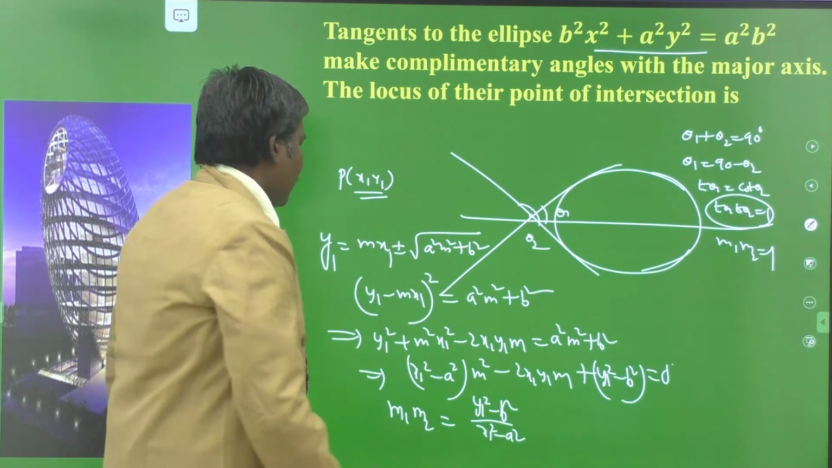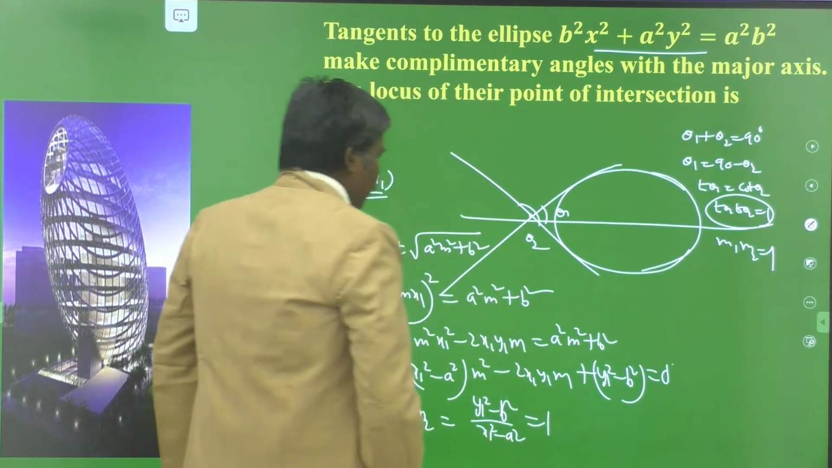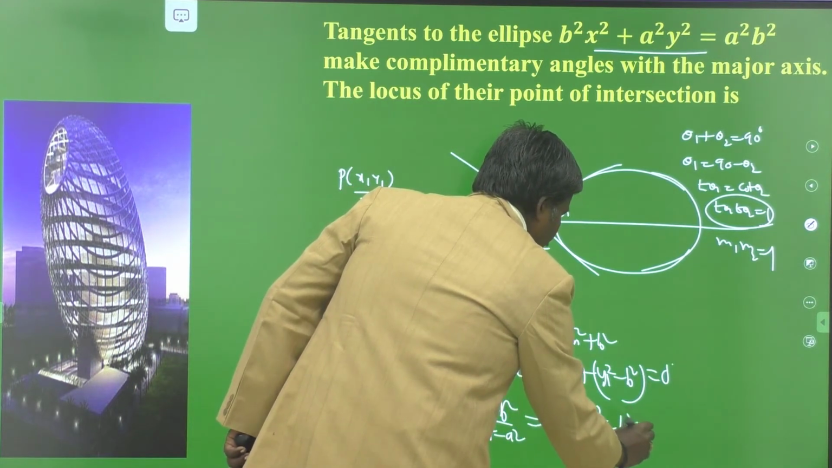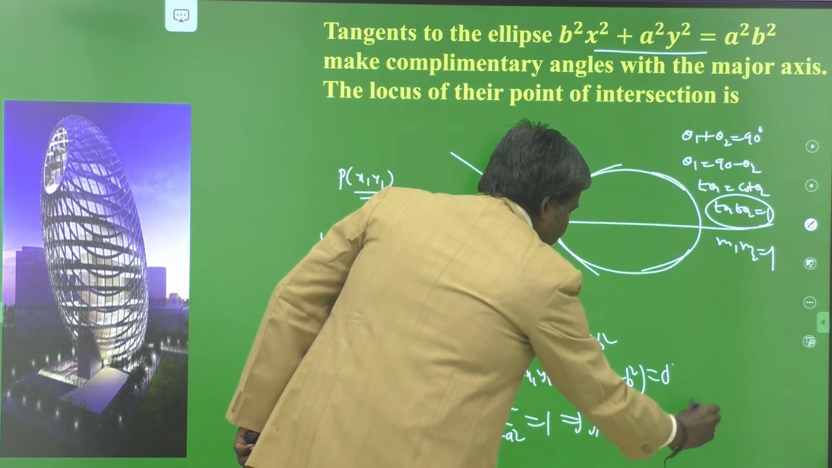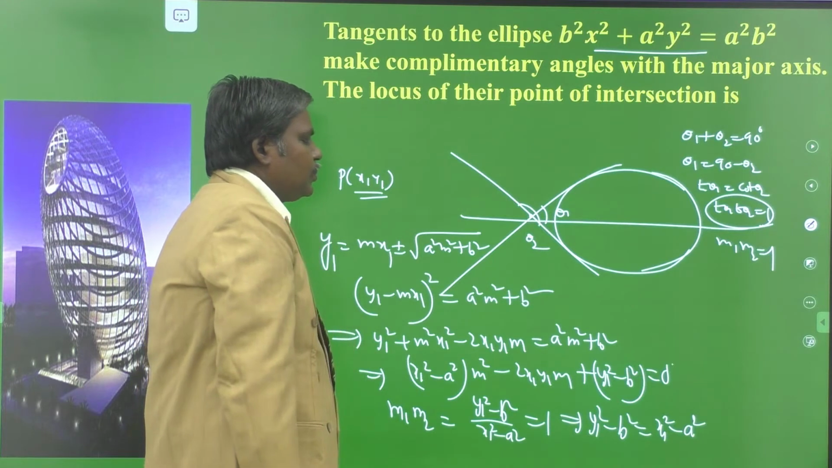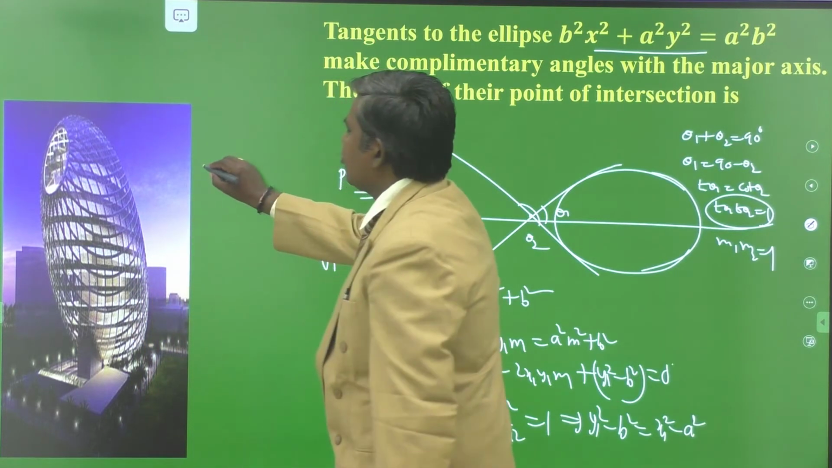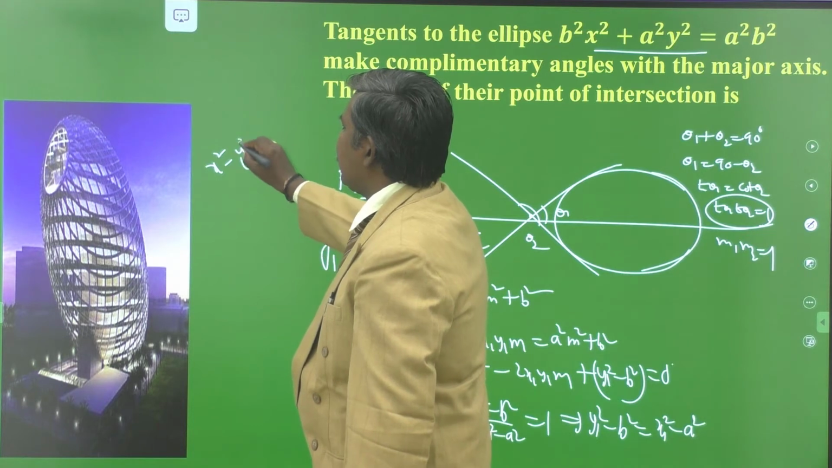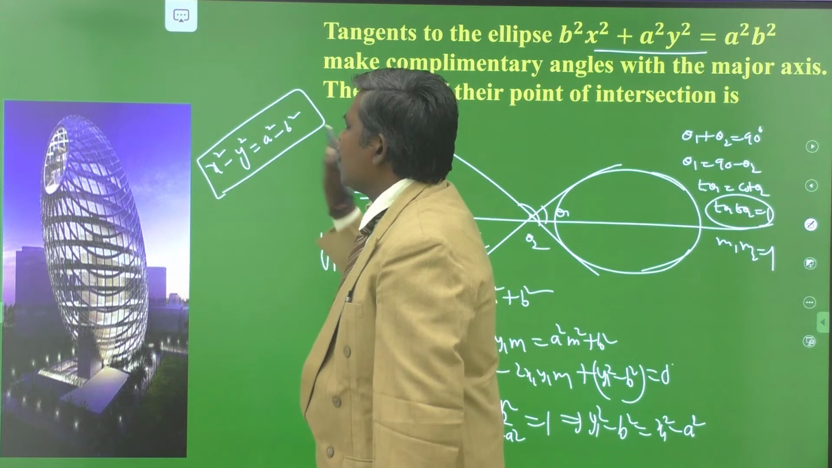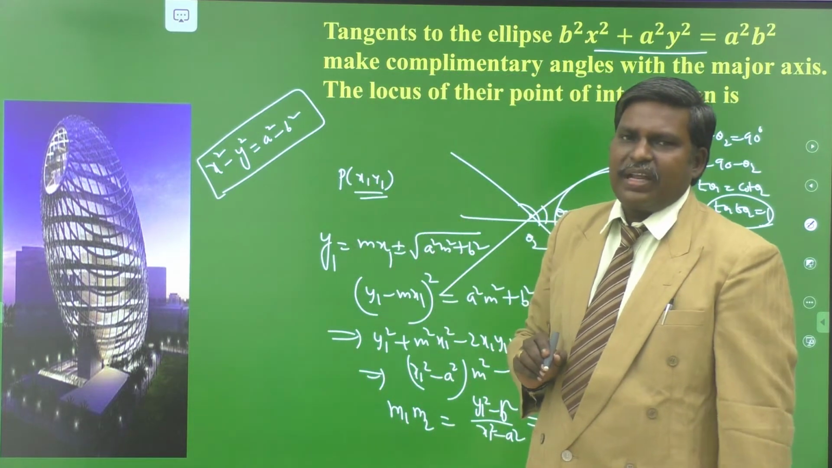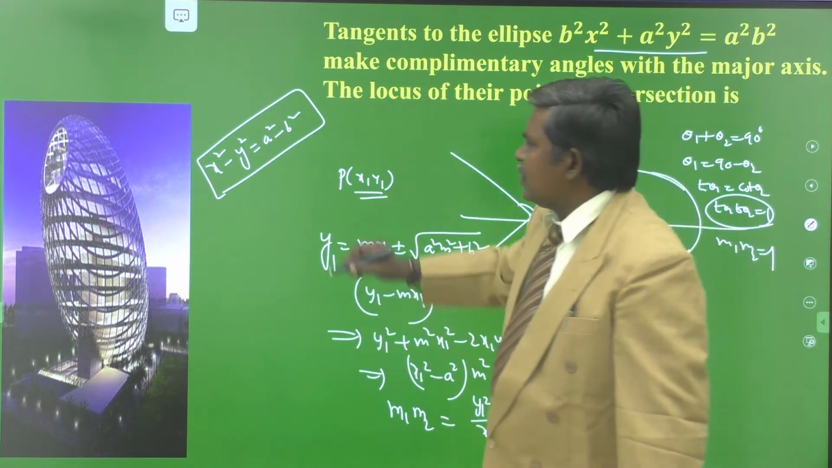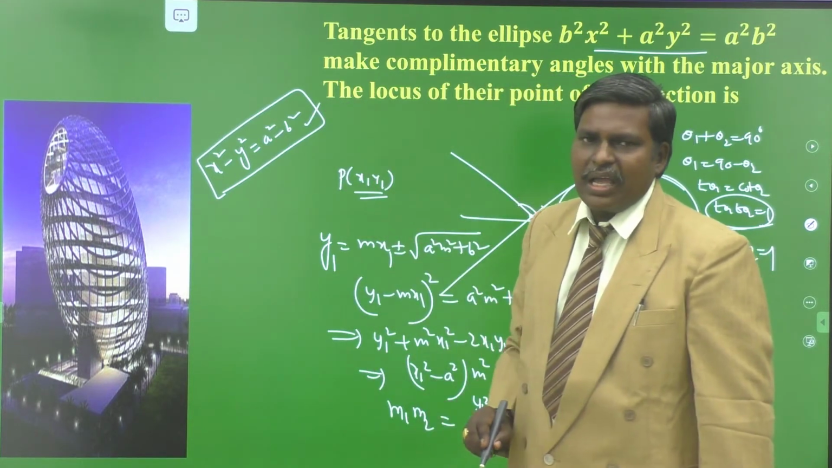Substitute m1m2 as 1. We have (y1² − b²)/(x1² − a²) = 1. This implies y1² − b² = x1² − a². Therefore, we have the locus as x² − y² = a² − b². So the required locus is x² − y² = a² − b². This is the locus of point of intersection of tangents to your ellipse making complementary angles to each other. That means this is a rectangular hyperbola.